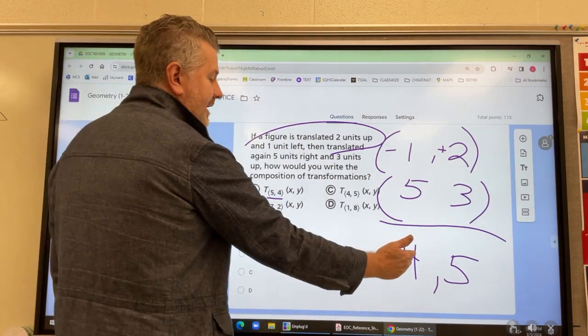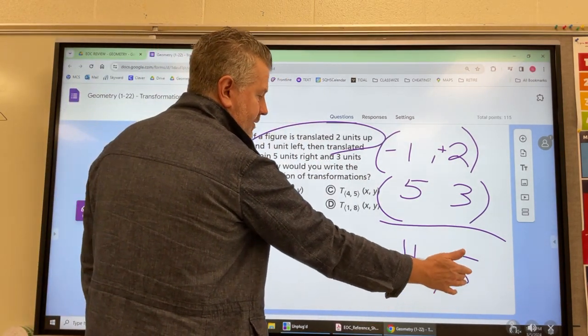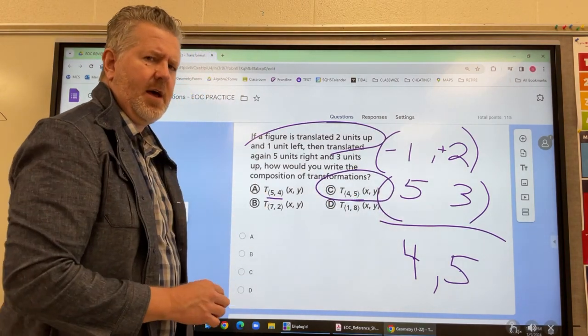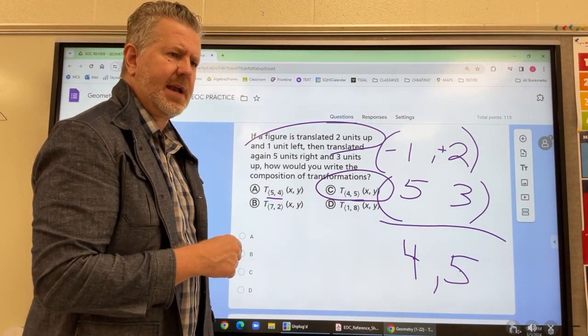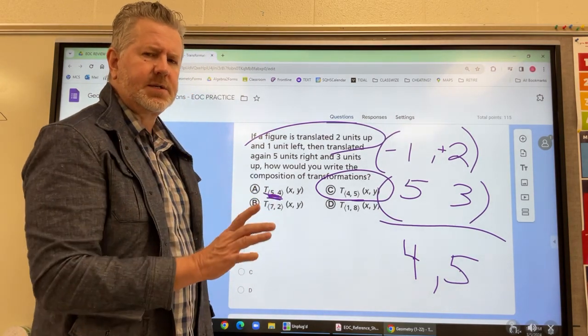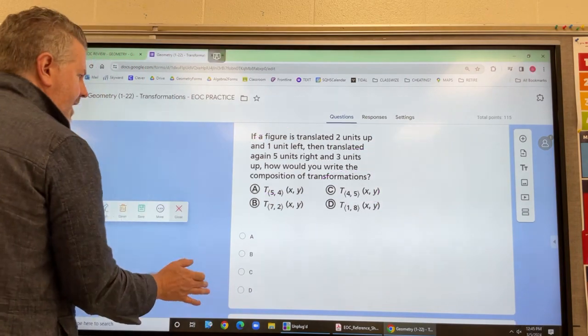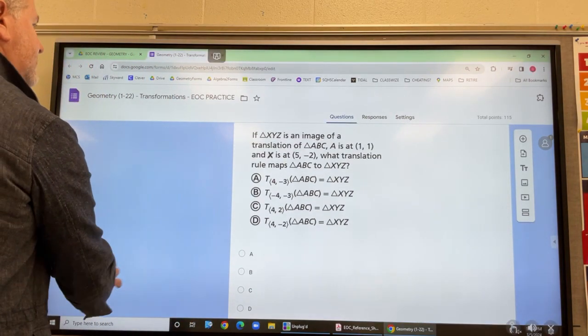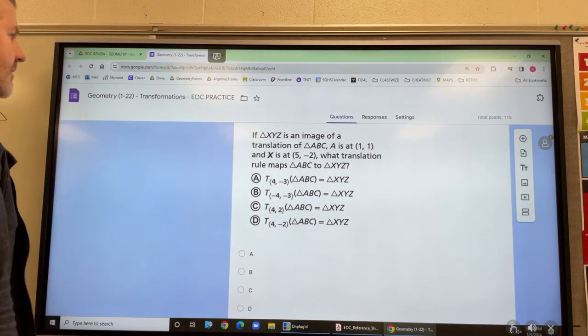So all of the x values would move right 4, and all of the y values would move up 5. So 4, 5. Incidentally, when I was keying this in and putting the answers in, it said the answer was A, but I'm going to disagree with that. Even people that write textbooks do make mistakes, as we've learned this year.